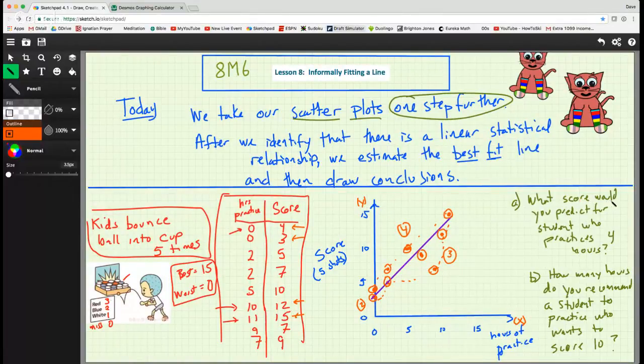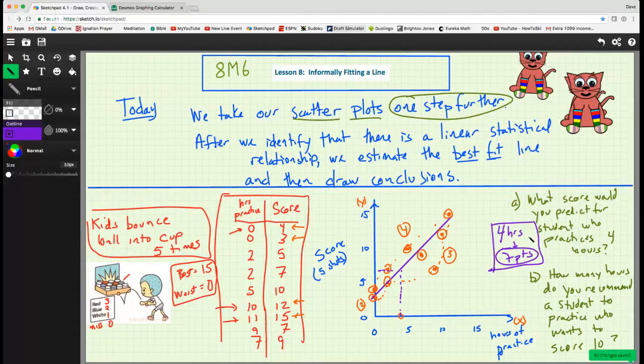So what score would you predict for a student that practices for 4 hours? Well, let's see. 4 hours is right here. So let's make a little dashed line at 4. And we would predict that 4 hours is about a score of 7. 4 hours would be about 7 points, we think, given our model.